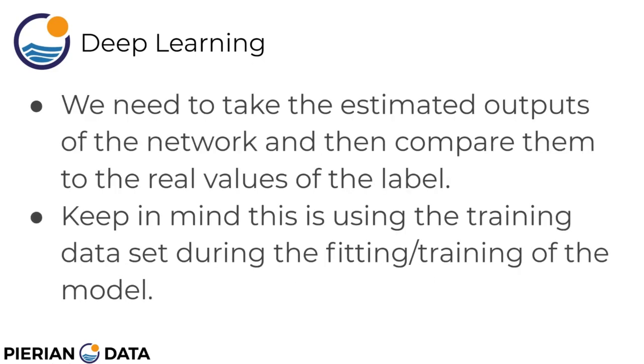What we need to do is take the estimated outputs of the network and compare them to the real values of the label. And keep in mind, what I'm referring to right now is happening during the training or fitting portion of the supervised learning process. So right now we're using just the training data set. That way we can go back and update our weights and biases. During the test set, we're not really updating weights and biases. Instead, we're just evaluating overall on the entire data set how our neural network performs. Right now, we're doing these small evaluations on these training batches in order to go back and update weights and biases in our network. So keep that in mind.